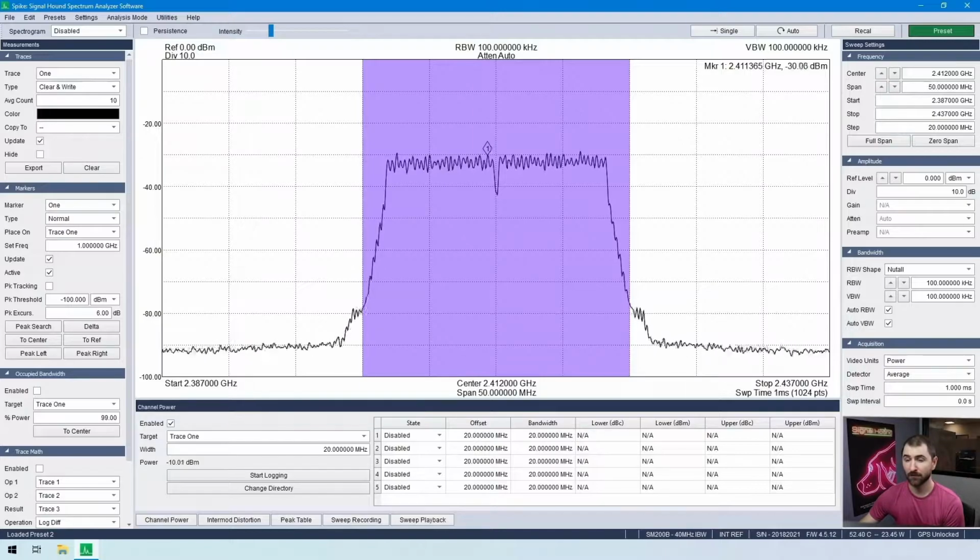The channel power measurement is useful for verifying a wireless signal is within its defined minimum or maximum power range, as defined by its specification.